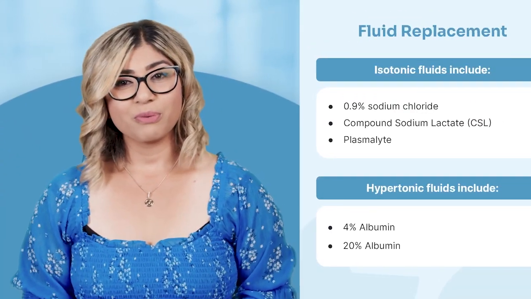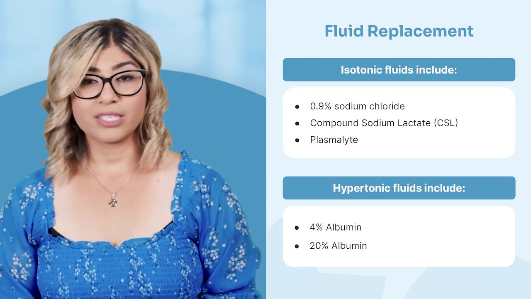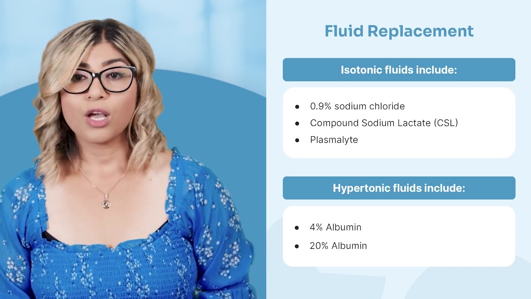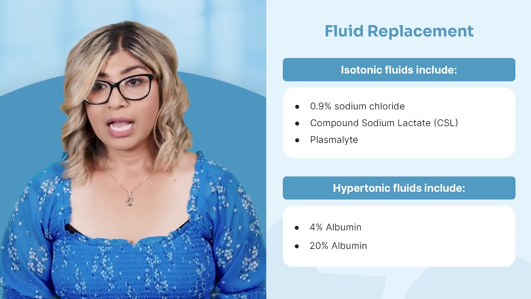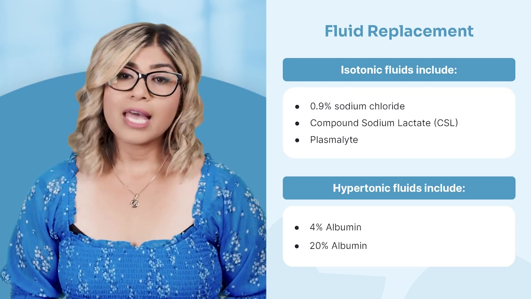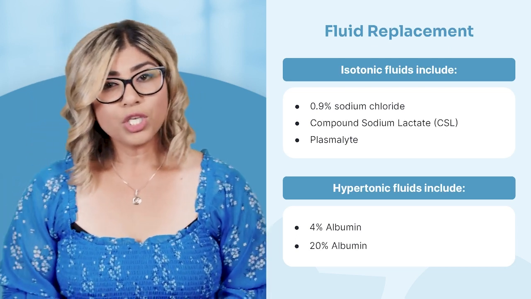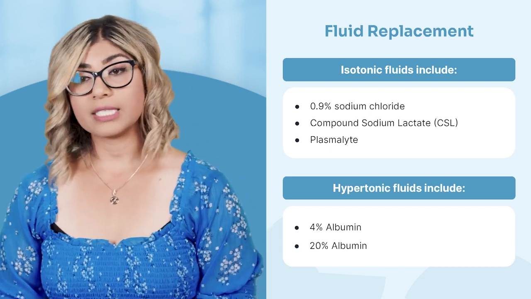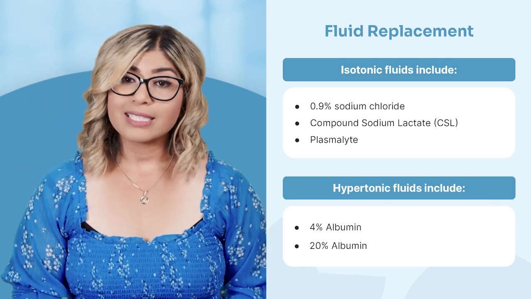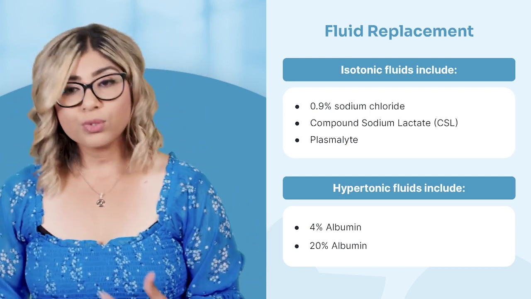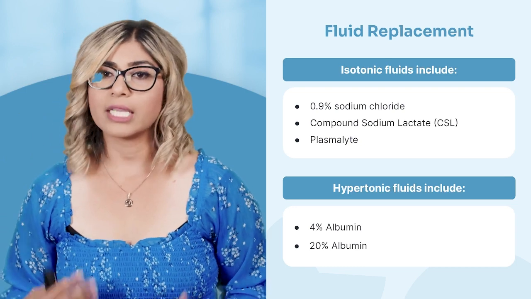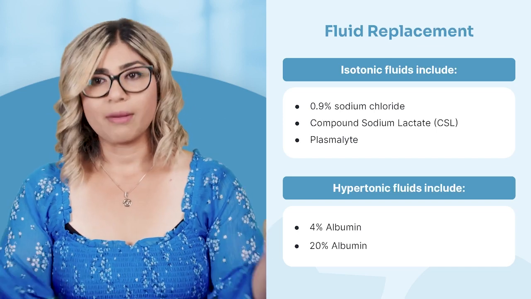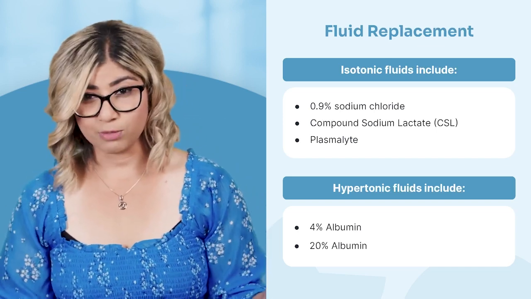In regards to fluid replacement, isotonic fluids include 0.9% sodium chloride, otherwise known as normal saline, compound sodium lactate, CSL, which might be known as Ringer's solution, and Plasma-Lyte. An isotonic solution has an osmolarity that is equal to that of the intravascular space, meaning that the fluid stays in the intravascular space to a physiological limit. Obviously, if I'm going to keep filling, there's going to be a point where that fluid needs to start pushing out into the interstitial spaces.